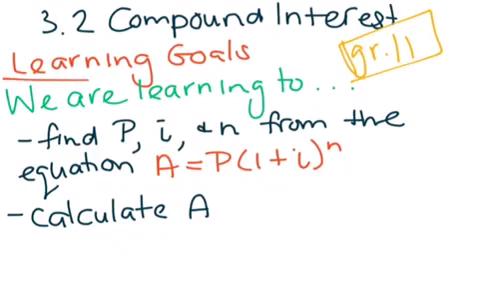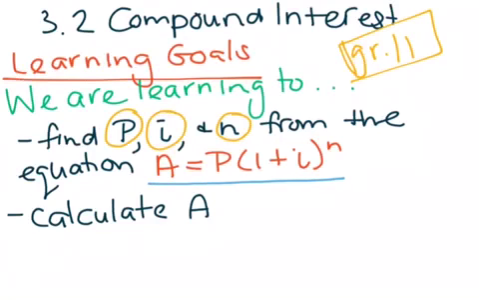The learning goals for this lesson are that we are learning to find the variables P, I, and N that we're going to put into our equation for calculating compound interest, A equals P times brackets 1 plus I, bracket N. Don't worry about that. We're going to be talking about that in a second. And we're also learning how to calculate A. So we're looking to find all of our variables that go into the equation in order to find A.